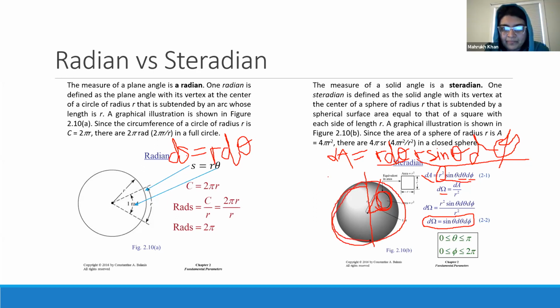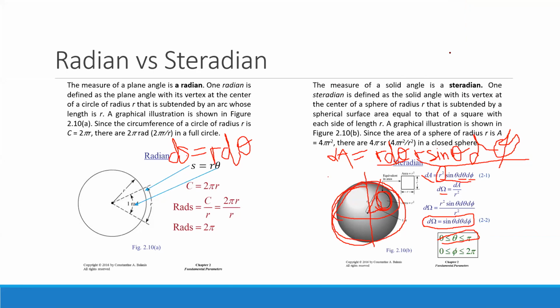So I said 0 to pi. That's why I'm saying that theta can be changed from 0 to pi. And when you say phi can be changed 0 to 2 pi, why is it not only changing from 0 to pi? Because phi varies in the circle, from 0 to 2 pi. Okay, so we are good about steradians?